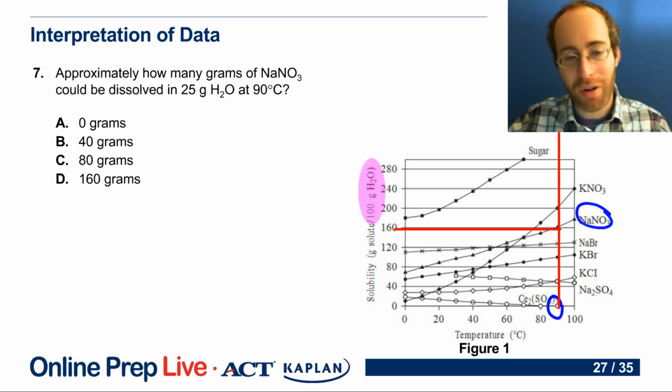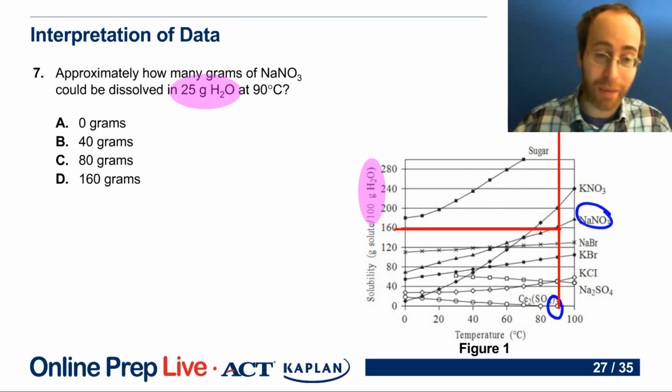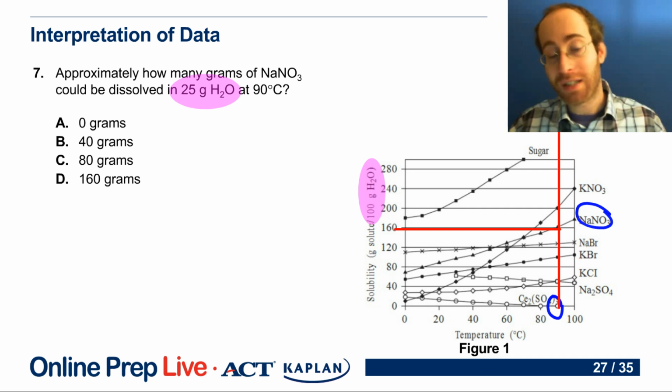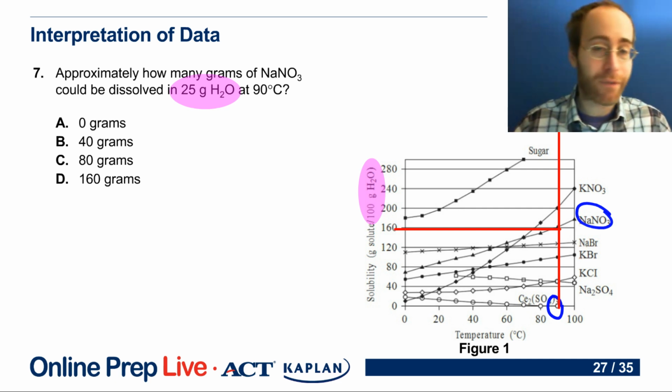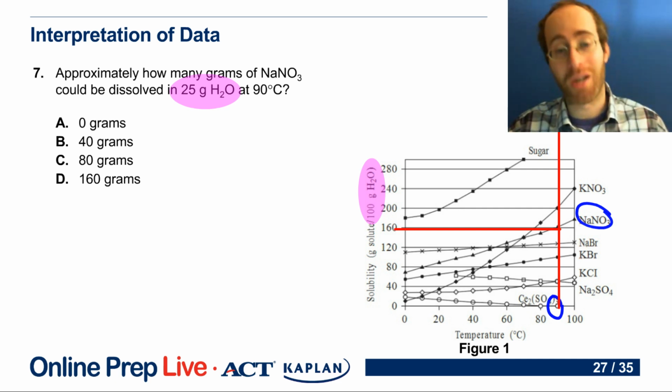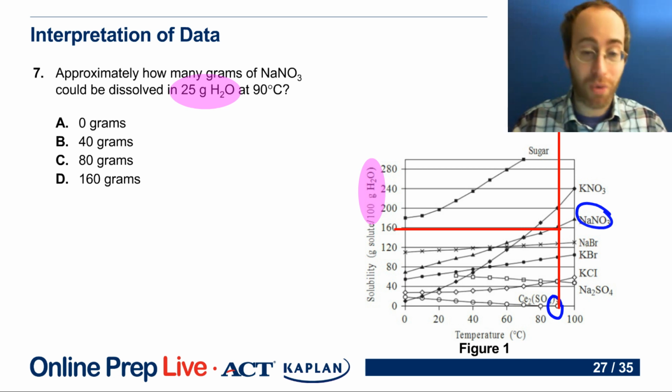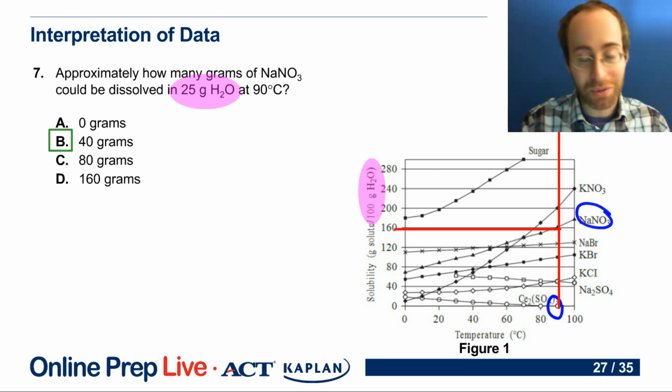Well, it says here per 100 grams of water, but the question specifically says per 25 grams of water. So that means my units are wrong. 25 is a quarter of 100, which means the real answer is going to be a quarter of the answer that I read from the graph. So a quarter of 160 is going to put me up to choice B for Boris, which is 40.